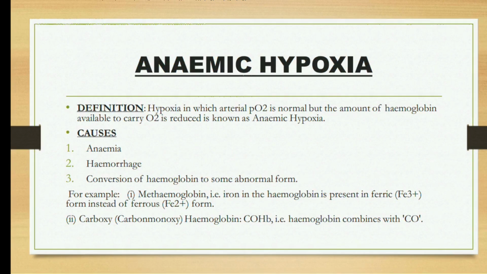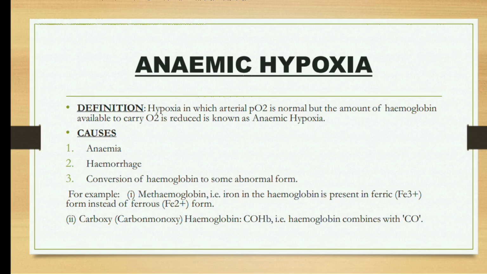Next we have the anemic hypoxia. What is anemic hypoxia? Anemic hypoxia is the type of hypoxia in which the arterial partial pressure of oxygen is normal, but the amount of hemoglobin available to carry oxygen is reduced. This type of hypoxia is known as anemic hypoxia. Means the partial pressure of oxygen remains normal, but the amount of hemoglobin to carry that oxygen is low. Clear?